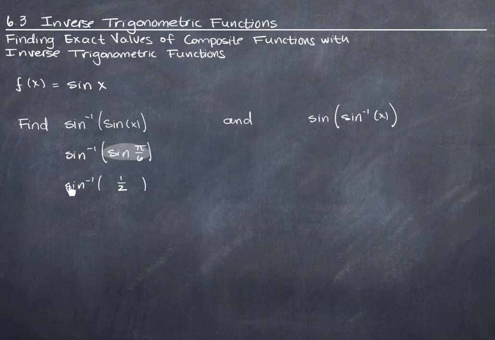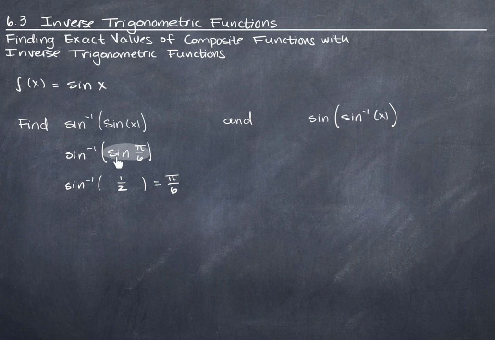What this expression is asking me is, what is the angle? Remember, the sine inverse has an input of a ratio and an output of an angle. What is the angle whose sine is 1/2? Well, that's pi over 6, right? So in the case that the angle we start with, this one right here, is between negative pi over 2 and pi over 2, the answer is just that angle.